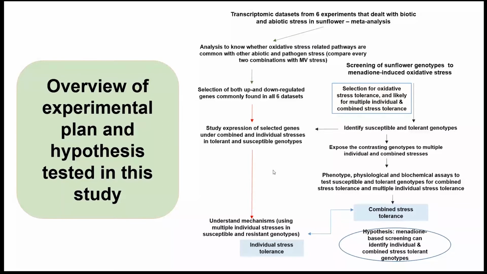Now the third component is using these genotypes for transcriptome profiling and merging it to see whether the initially used public data and this transcriptomic data can convey a meaning, not only its overlap but also whether it is reflective, whether the oxidative stress screening has successfully identified the genotypes for combined stress tolerance or not. So these three parts have been tested systematically in this study.